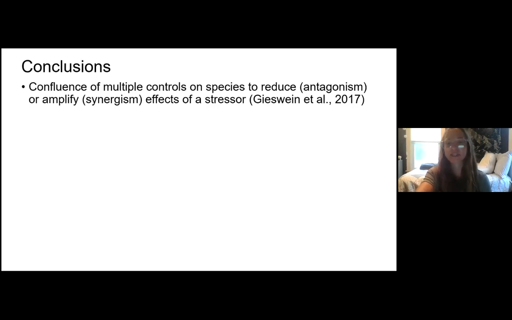And in the paper cited here, the Geiswein paper, it was actually found that when there were multiple controls over a single stressor, the effects of the stressor were actually reduced based on the confluence of effects. However, I do believe that it would be helpful to study this in a more experimental way, which I'll go into further when I explain future suggestions for the study. But that's just something to keep in mind based on the statistical analyses of these findings.